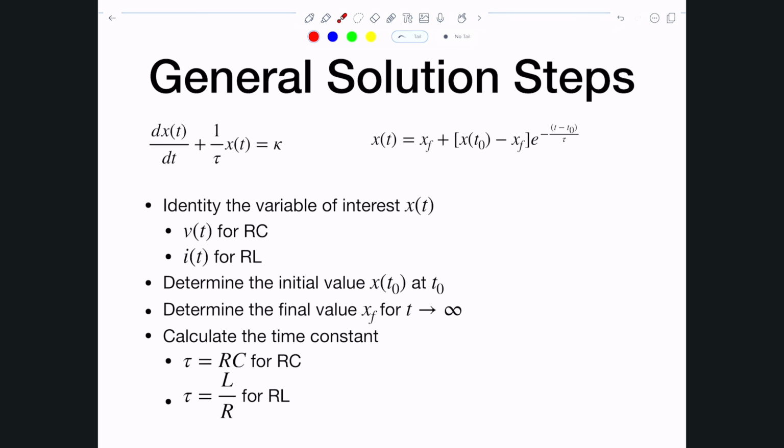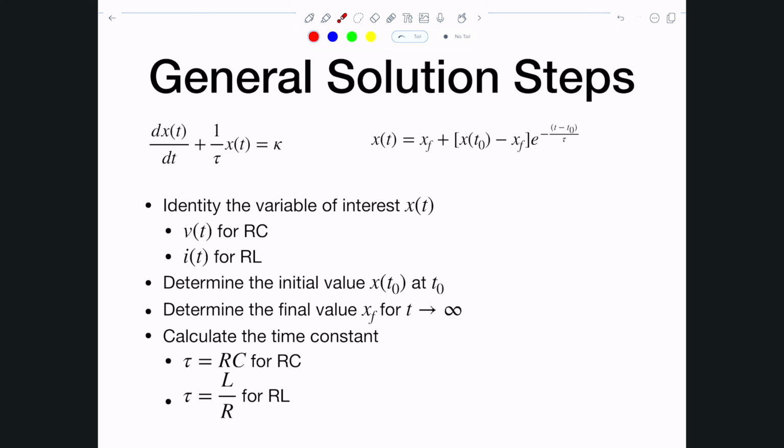Now, these are recommendations that are not necessary. If you're dealing with RC circuits, maybe x should be v. If you're dealing with RL circuits, maybe your x should be i. The reason is that the capacitor does not change the voltage across it initially, and the inductor does not change the current. This refers to the v across the capacitor and the i across the inductor.